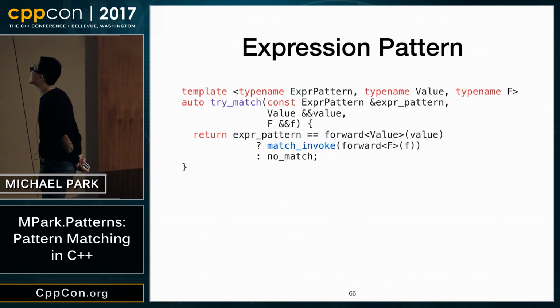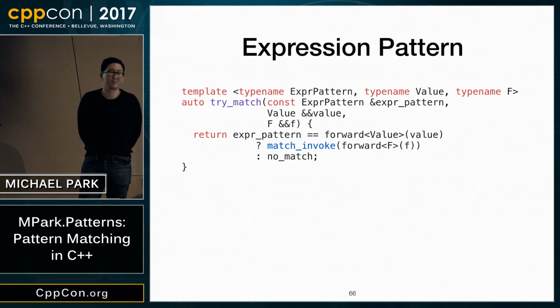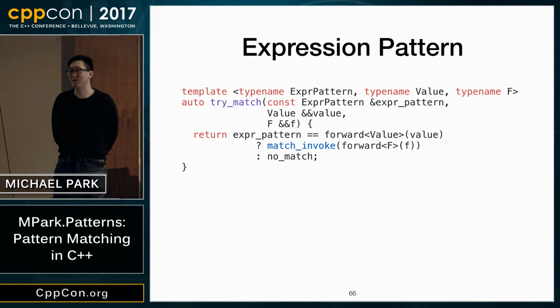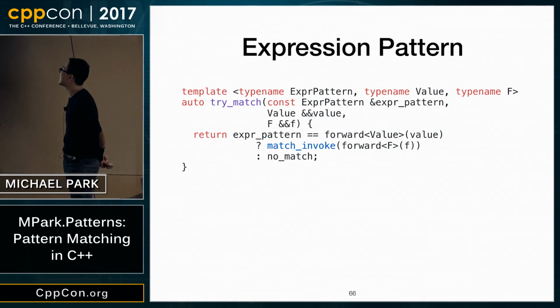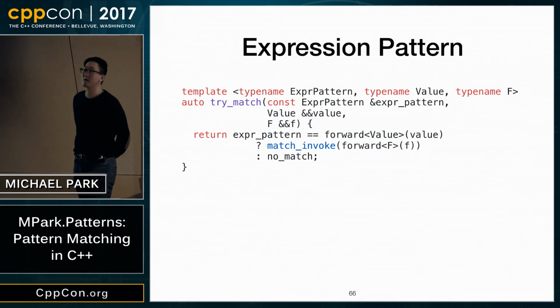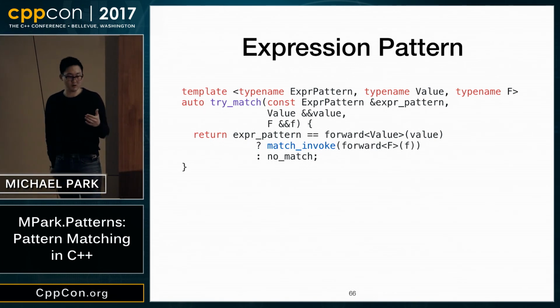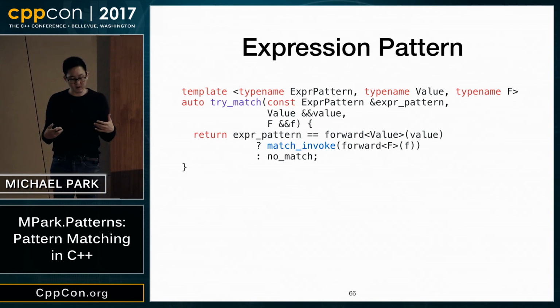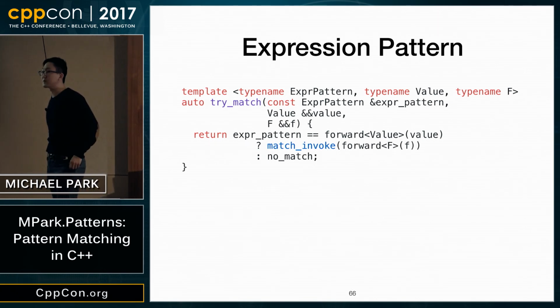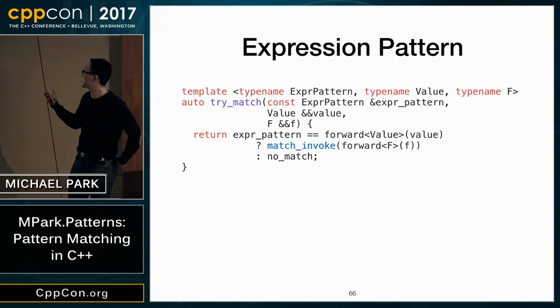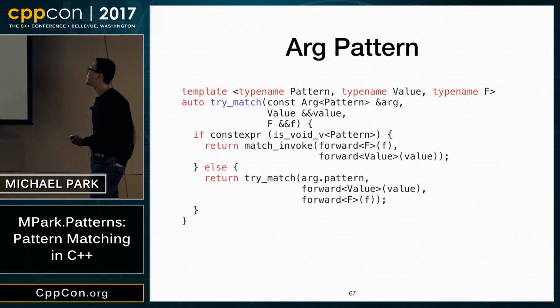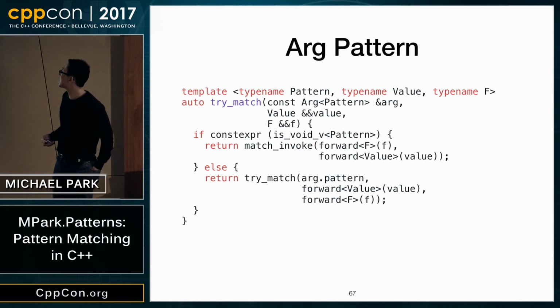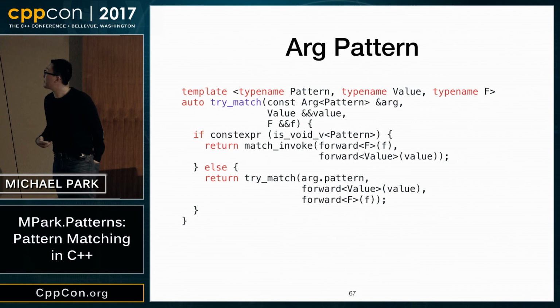So here's the implementation of try match for expression pattern, and the expression pattern is just a name, right? It's going to take any value and just compare equality. So we take some value, we perform an equality comparison with the value that we're trying to match, and the third argument there is the function that you give all of the values that you want to pass to the handler. In this case, an expression pattern doesn't match anything, so it's going to just call f with nothing. Whereas the arg pattern, which actually passes the value over, is going to pass that value over to the handler.